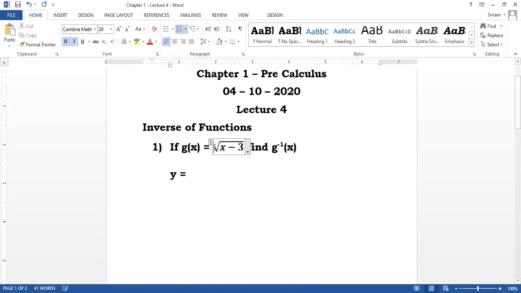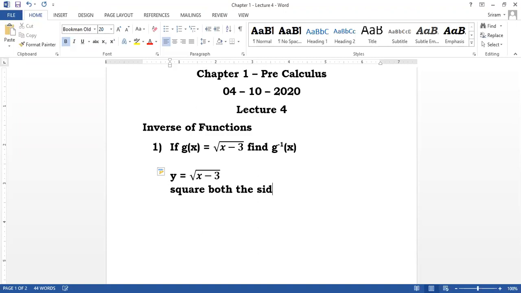So y is equal to root of x minus 3, isn't it? Now I want to cancel the square root. That means I am going to square both the sides. When I square both the sides, y will become y squared, and the root will get cancelled. This will become x minus 3. Y squared equals x minus 3.